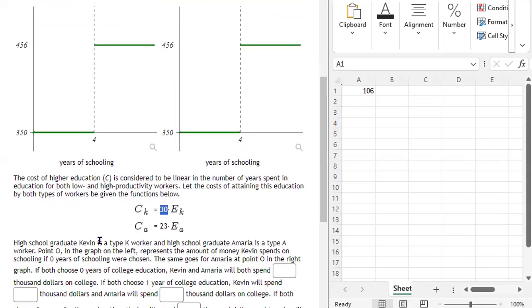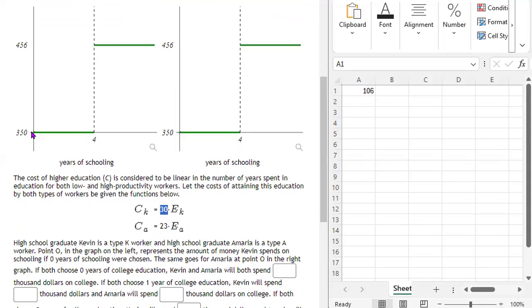High school graduate Kevin is a type K worker, and high school graduate Amira is a type A worker. Point O in the graph on the left represents the amount of money Kevin spends on schooling if 0 years of education were chosen. The same goes for Amira at point O in the right.